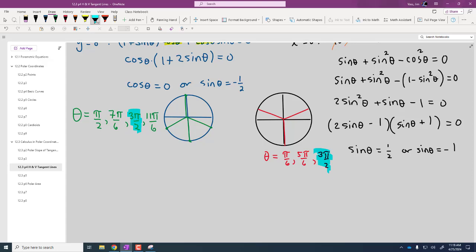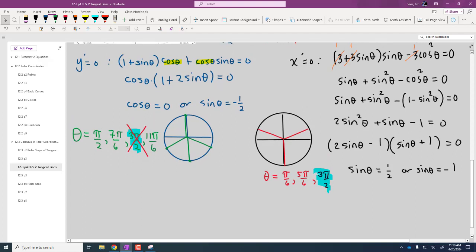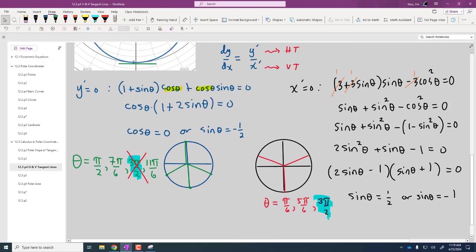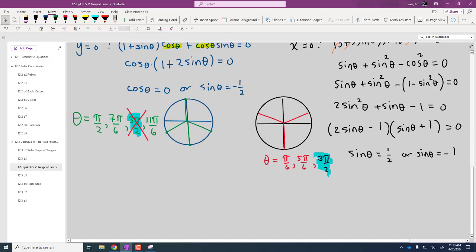So that tells us that dy dx is 0 over 0. Then we have to take the limit as theta goes to 3 pi over 2, and you figure out the limit. That one over there is going to win. X prime equals 0, that's going to win, so that's going to give us a corresponding vertical tangent. So now we can list everything.